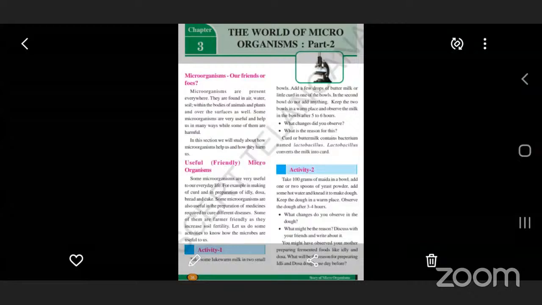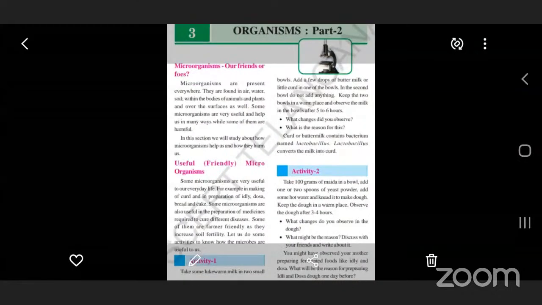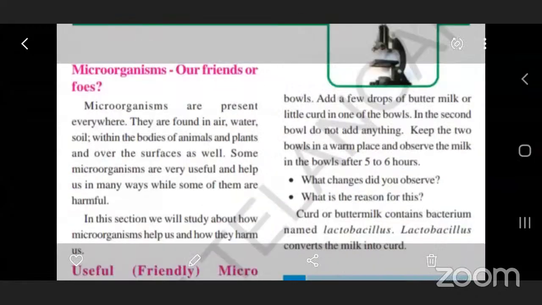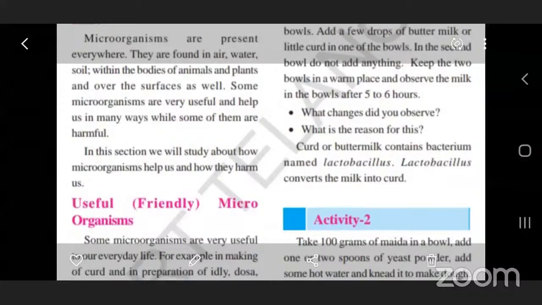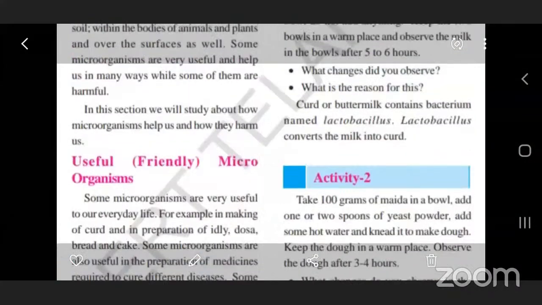So now we have the world of microorganisms, part 2, as we discussed in the last class. Microorganisms are our friends or foes. Foes means enemy, I told you already. Useful, friendly microorganisms we discussed in the last class, and some activities also we have done.